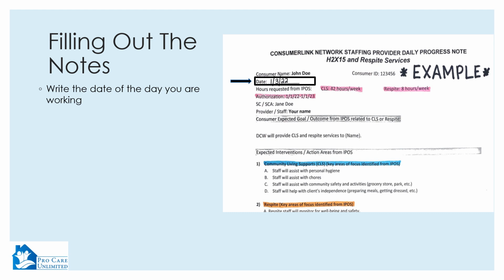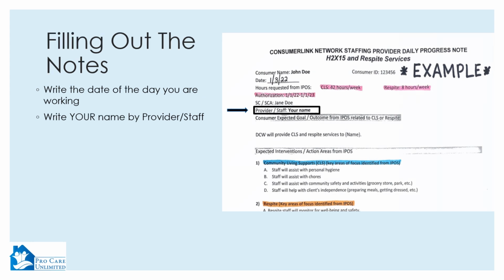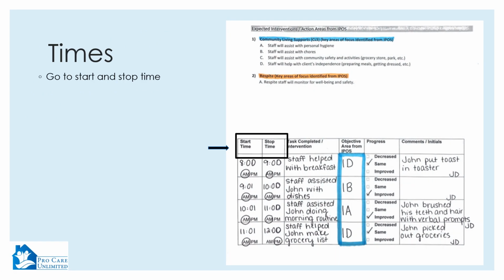The first thing you will start with is writing the date at the top of the front page of that day that you worked. After you write the date, write your name by staff name. Sometimes your name is already typed in. Then, you will go down to the chart where you start documenting what you and your client did that day.